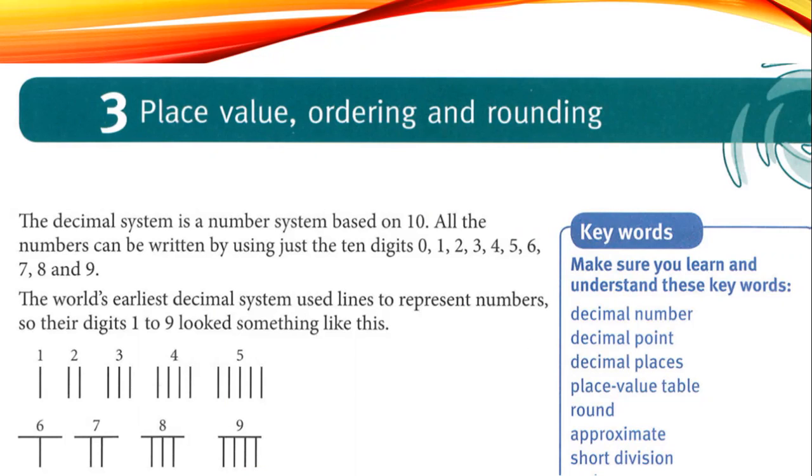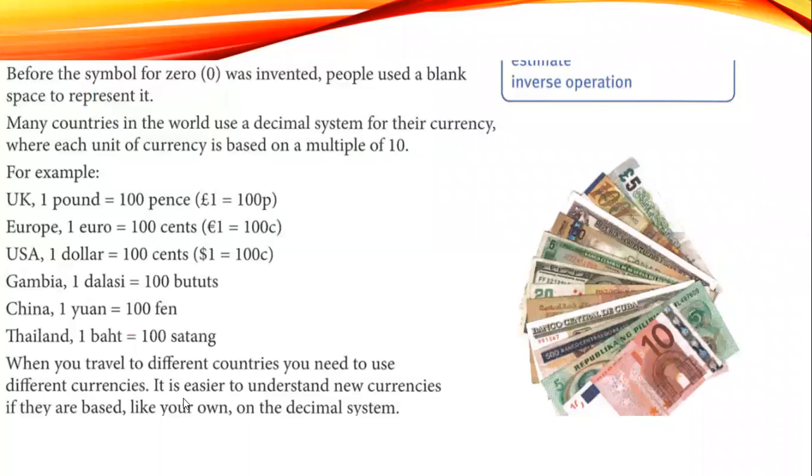Okay, so these are the vocabulary words, the keywords that you will learn this week. The decimal system is the number system based on 10. So all decimal numbers are based on 10. All the numbers can be written by using just 0, 1, 2, 3, 4, 5, 6, 7, 8, and 9. Okay, there are 10 digits. With the help of this we will learn the world's easiest decimal system used to represent numbers, so that the digits 1 to 9 look something like this, like here 1, 2, 3, 4, 5, 6, like that.